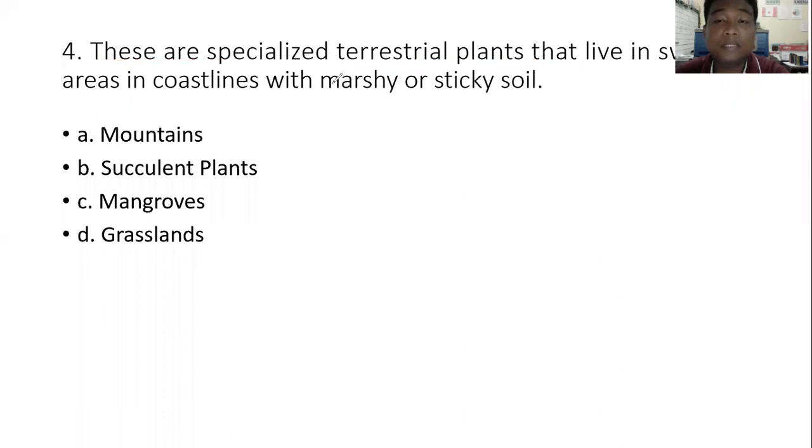These are specialized terrestrial plants that live in swampy areas in coastlines with marshy or sticky soil. So, specialized terrestrial plants live in swampy areas in coastlines. So what terrestrial plants can live in these swampy areas? The mangroves. Okay.